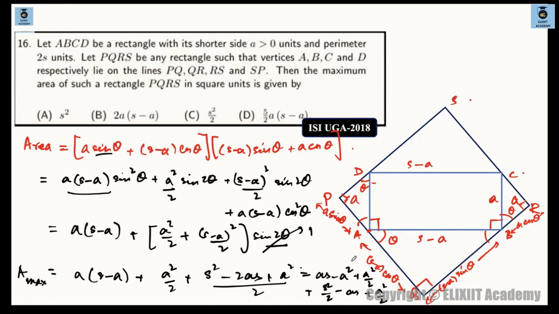Okay, so what are the cancellations? Plus as and minus as is getting cancelled. Okay, a square by 2 plus a square by 2 which is a square, and minus a square, and a square by 2, a square by 2 cancels out. So what will remain? What is remaining? A square by 2. Option C is correct.